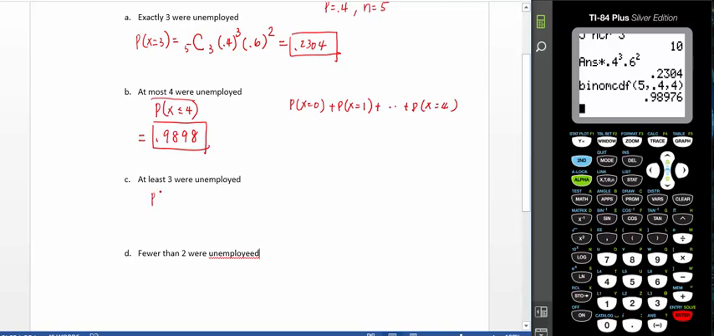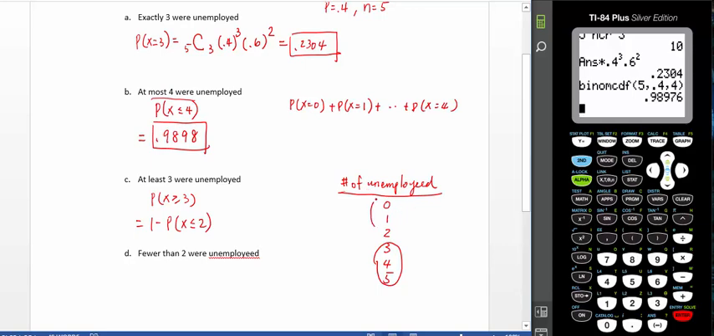C, probability at least 3 were unemployed. At least 3 means greater than or equal to 3. So let's think about this. If you pick 5 prisoners, the number of them that are unemployed would be anywhere from 0 to 5. Greater than or equal to 3 would be 3, 4, 5. So it's easier to take 1 minus probability of the complement, which is 0, 1, 2.